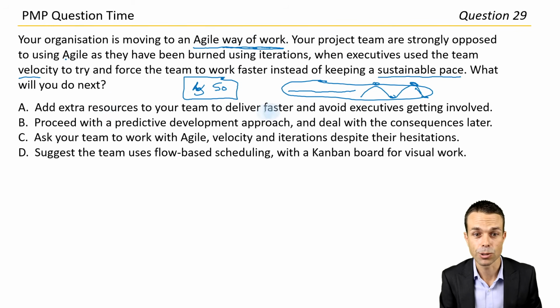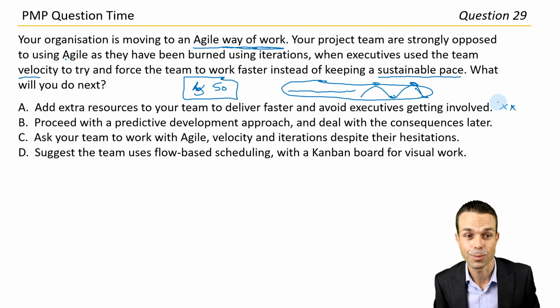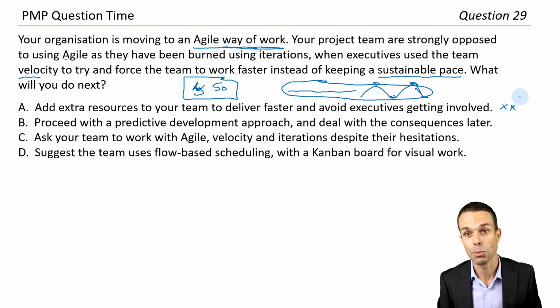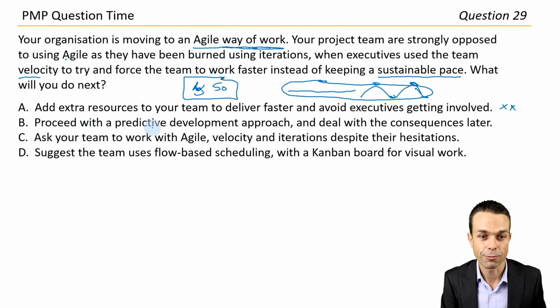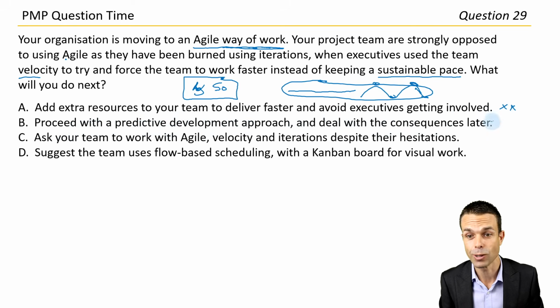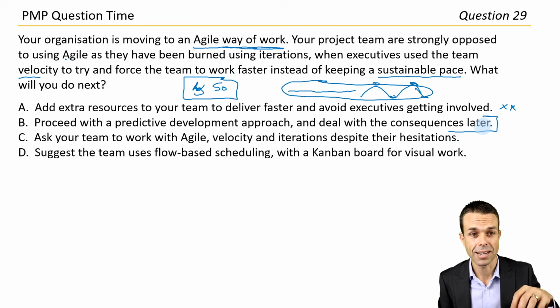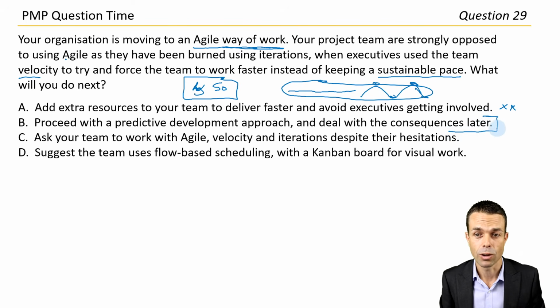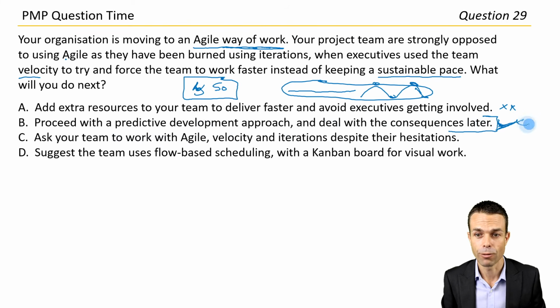Add extra resources to your team to deliver faster and avoid executives getting involved. I don't think those two are related. Executives will probably still be involved potentially. Adding extra resources might complicate things as well, so something that may not help. Proceed with a predictive development approach and deal with the consequences later. We may not have that option because it's coming from the organization, it's moving to an agile way of work. We may have to do this eventually, and so why not see if we can figure it out now rather than later. So let's put a no for that one for now.